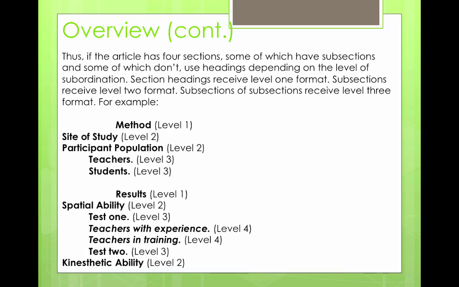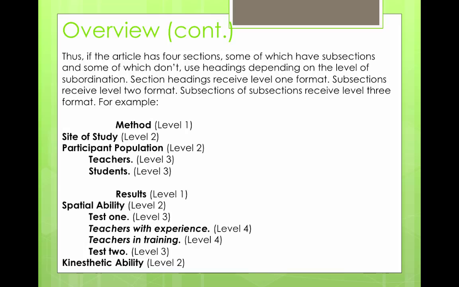For the first one here, we have the methods section. The author has split it into the site of study and the participant population. Within site of study, there are no subsections. But in participant population, there are 2 subsections, teachers and students, which follow level 3 subsections.